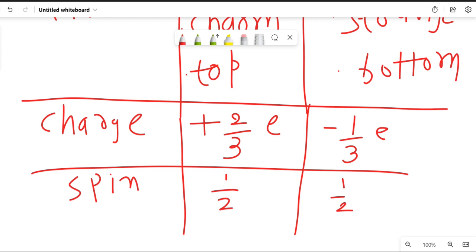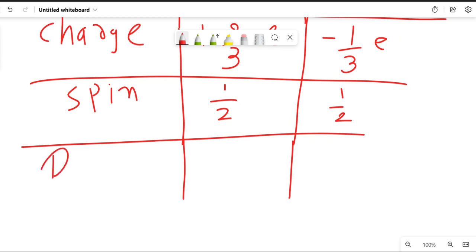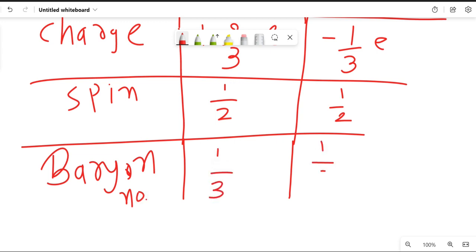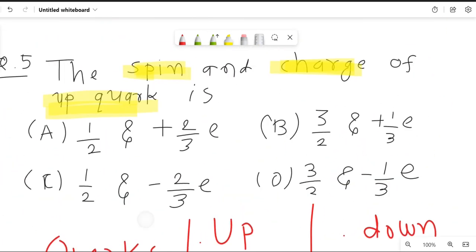Again remember there is a baryon number for these quarks also, and the baryon number will be 1 by 3 for each quark, because quarks stay inside the nucleus and a proton has baryon number 1. So here you are asked for the up quark, and from the data you can see the up quark has spin 1 by 2 and charge plus 2 by 3 e. So the correct option will be A. Okay, that is for today.